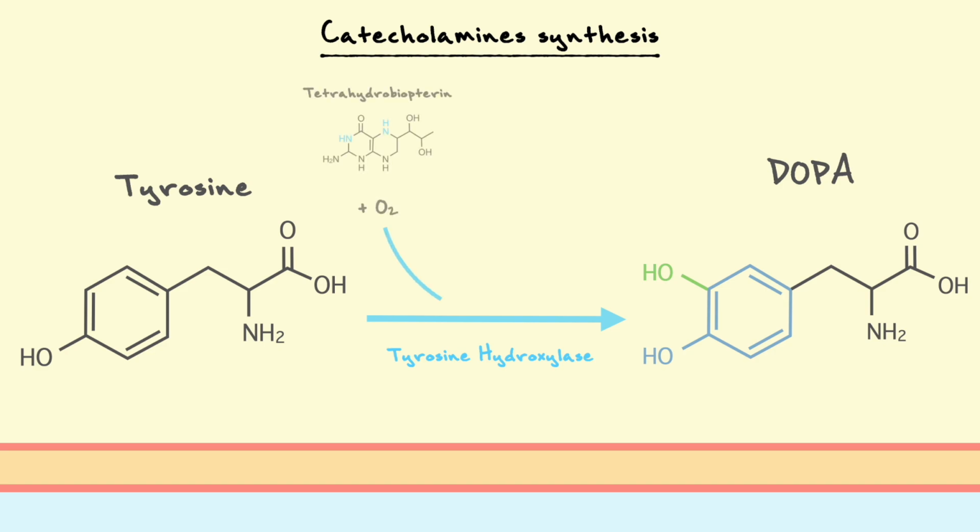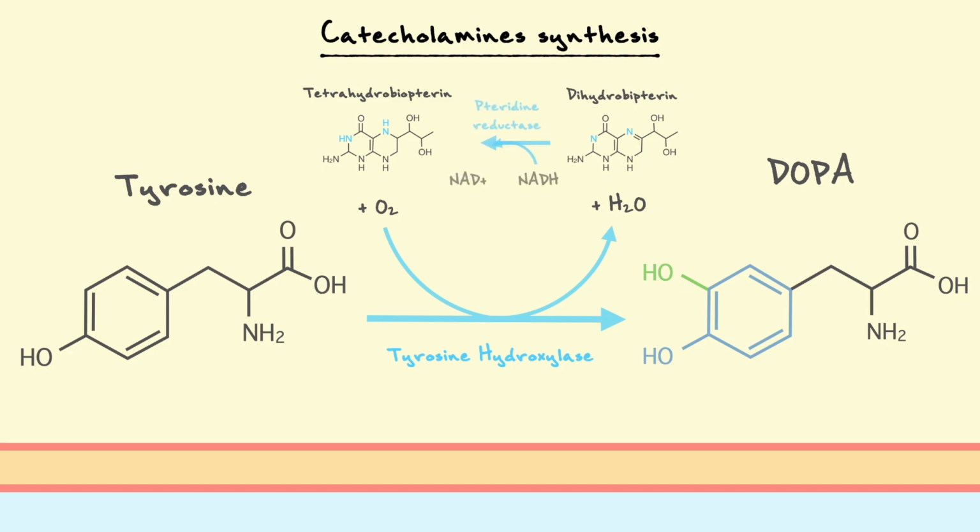This reaction requires oxygen, as well as a compound called tetrahydrobiopterin, which will be the source of hydrogens for the hydroxyl group. The addition of OH on tyrosine causes the formation of water as well as the formation of dihydrobiopterin. To complete this picture, the oxidized form is regenerated into the reduced form by the enzyme pteridine reductase and uses NADH to do so. An important point to mention here is that tyrosine hydroxylase is the rate-limiting enzyme in this pathway, which means that the production of the neurotransmitters is highly regulated at the first step.